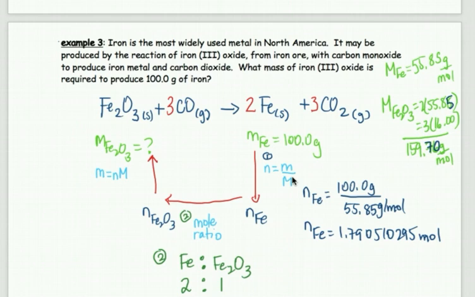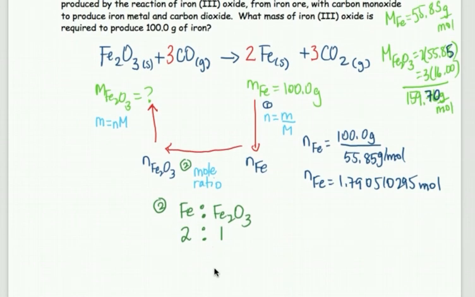Okay, all right, so iron to iron 3 oxide is a 2-to-1 ratio, so that means as we go this way, what's happening here is we're going to take, oops, no, we're not going that way, we're going this way. We're going from iron to iron 3 oxide.